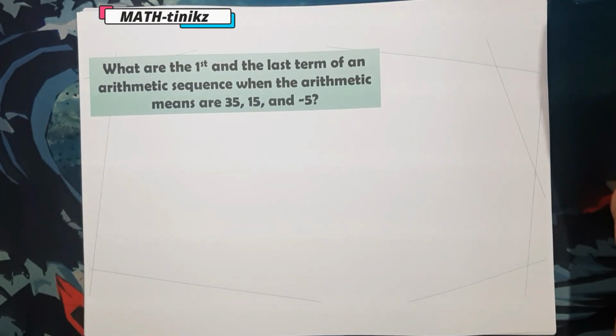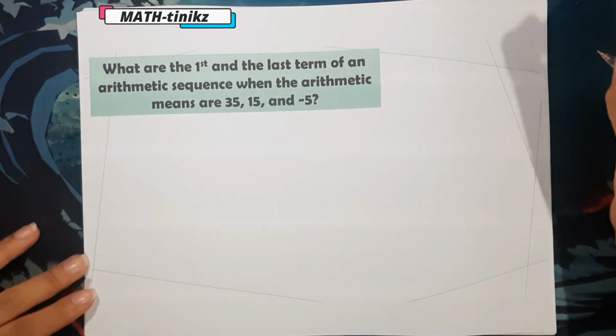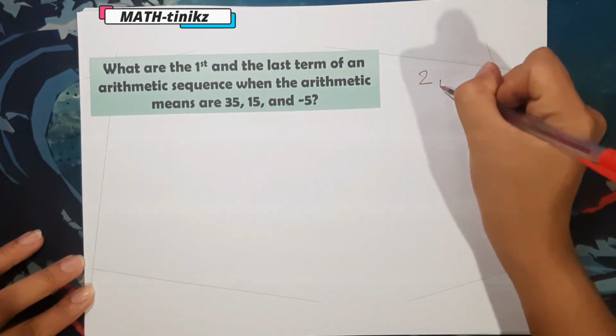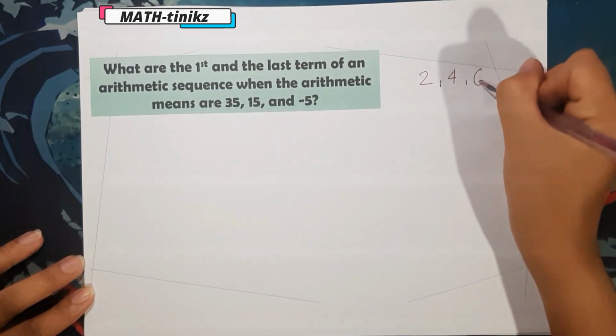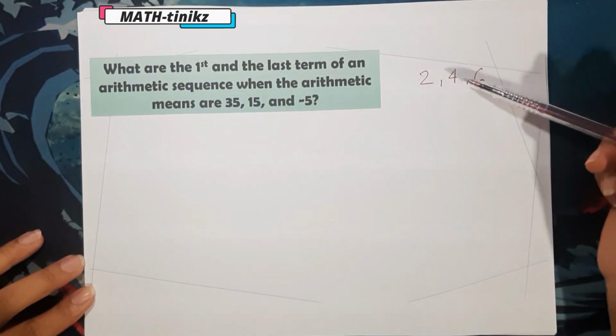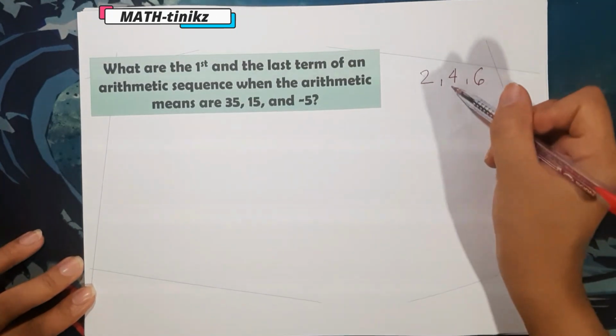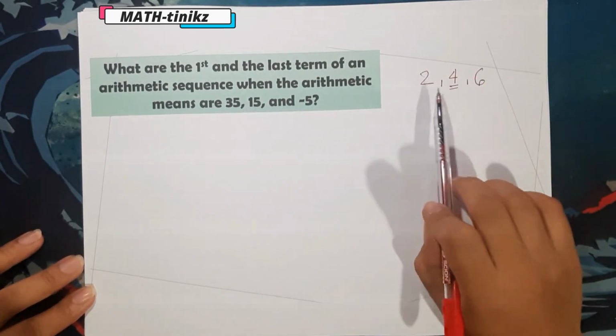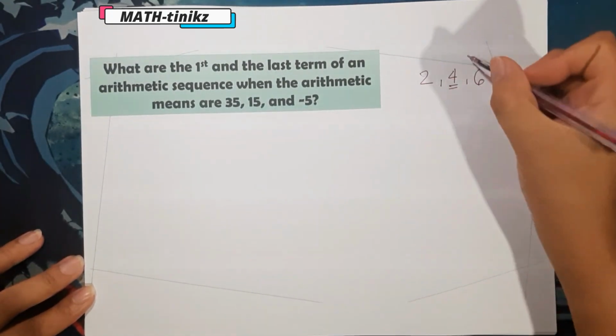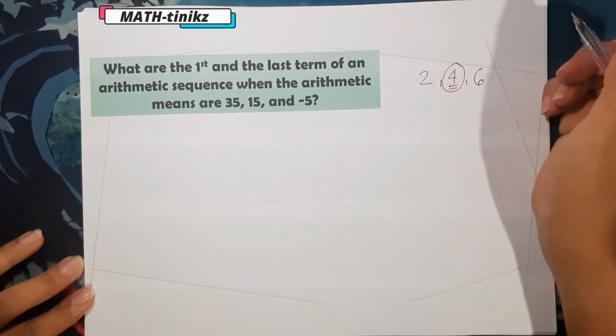Problem number 1. What are the first and the last term of an arithmetic sequence when the arithmetic means are 35, 15, and negative 5? When we say arithmetic mean, sila yung nasa gitna. Example, in the sequence 2, 4, and 6, sino ang nasa gitna sa tatlo? Si 4. Therefore, in the sequence 2, 4, 6, 4 is our arithmetic mean.